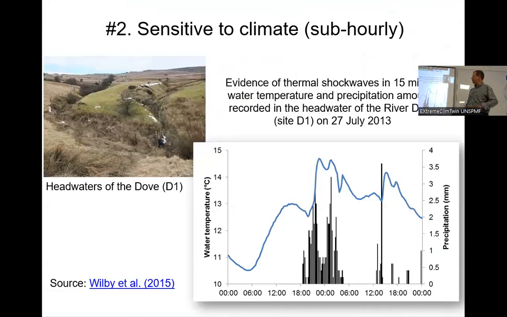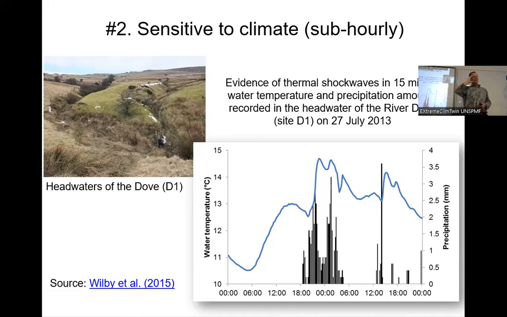So benchmarking is good. Is water temperature sensitive to climate? That's the second attribute we're hoping for. Yes, and it's sensitive at lots of different timescales. So if this is the water temperature index in the upper parts of the river, we can see that the water temperature is responding to lots of different climate indicators. So in this case, when we have heavy rainfall in summertime, we often see these spikes of higher water temperatures.